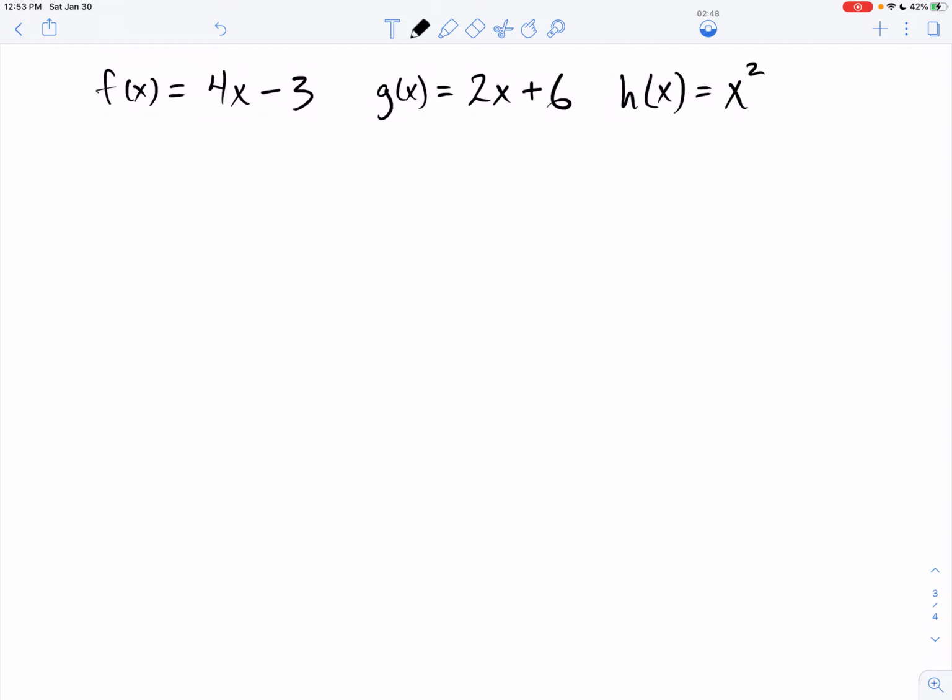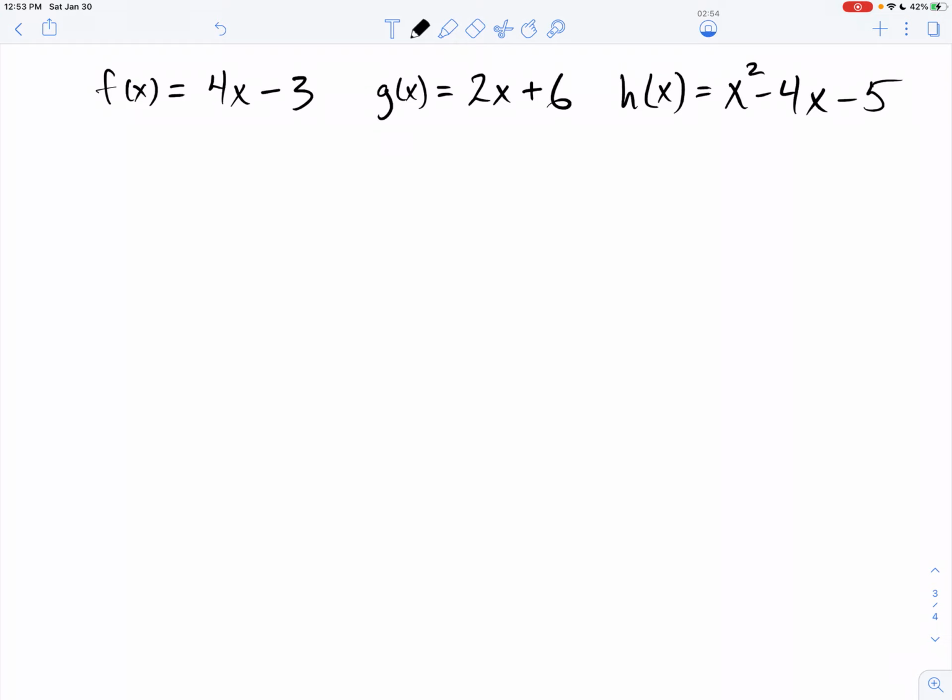So once again, just like I did in the last video, I'm going to make up some playing pieces. I'm going to call f of x this time 4x minus 3. I'm going to call g of x 2x plus 6. I got to call it something. I'm making it up. How about h of x? Let's have a third function. And this time I'm going to do x squared minus 4x minus 5 more.